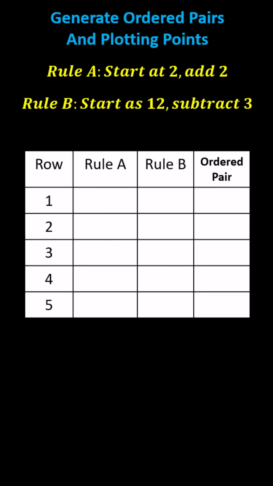In this lesson, we will form ordered pairs using rule A and rule B, and then plot the ordered pairs as points on the coordinate plane. For rule A, we start at 2 and add 2. For rule B, we start at 12 and subtract 3.